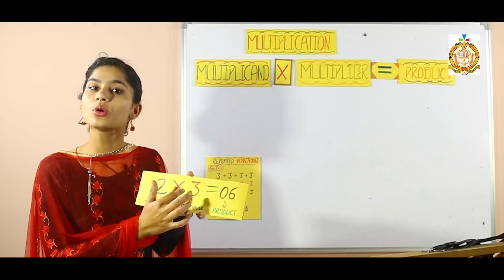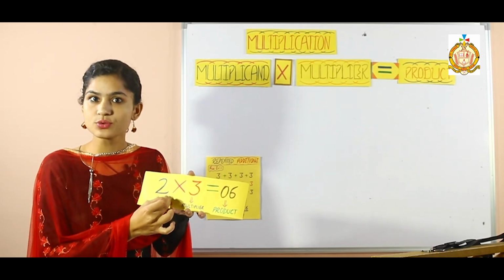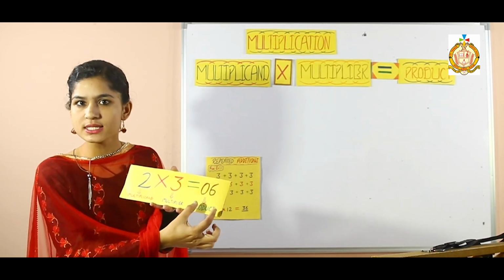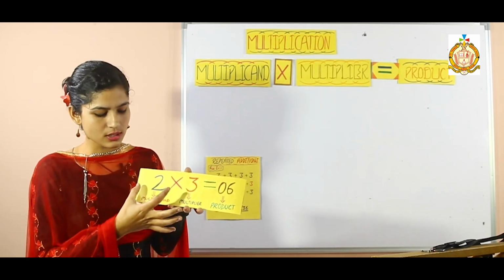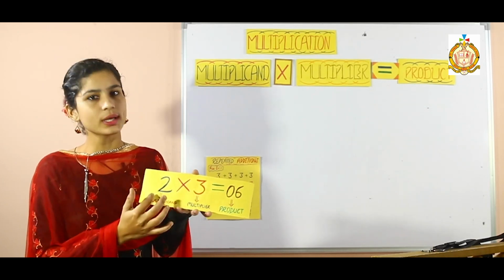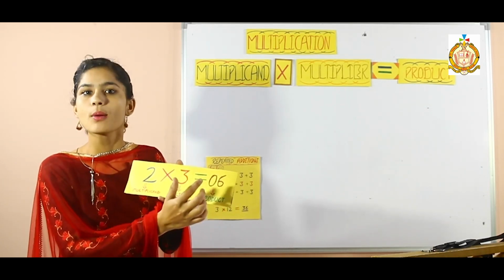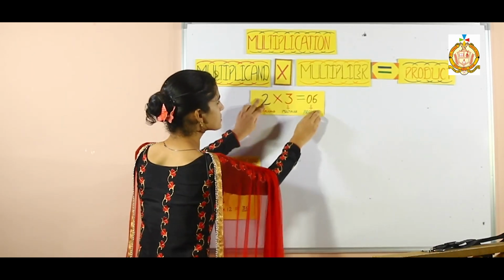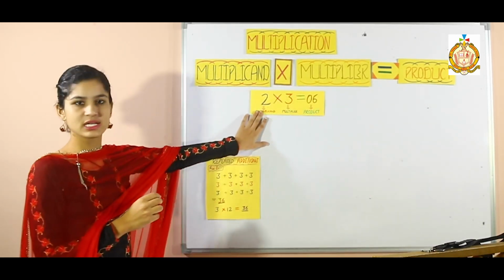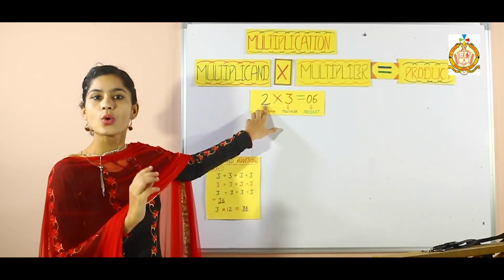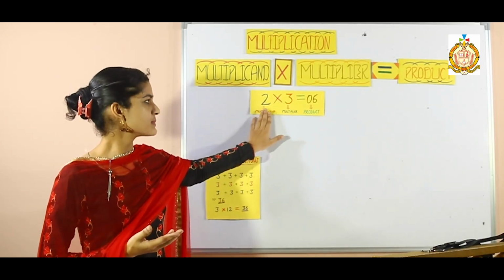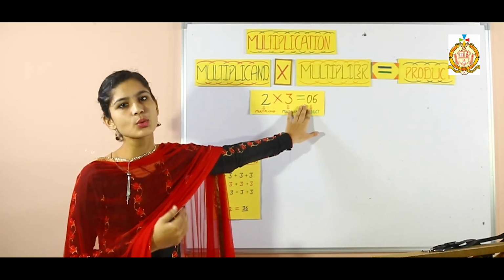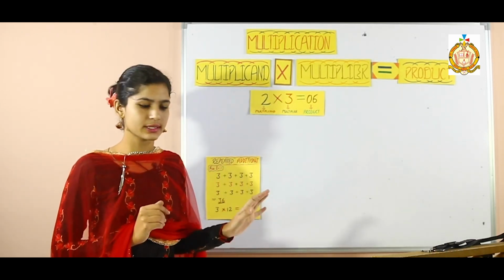With whom 3, we have to multiply 2 with 3, so 3 is called the multiplier and 06 is the product. Whatever answer we get after multiplying 2 into 3, that is known as the product. So I am going to paste the example here: 2 into 3 is equal to 06. 2 is the multiplicand. The number we want to multiply is known as the multiplicand. With whom we want to multiply, that is the multiplier, and the answer we get is the product.